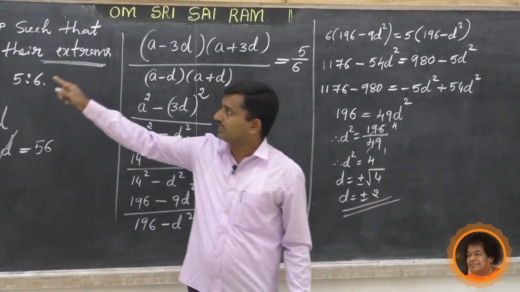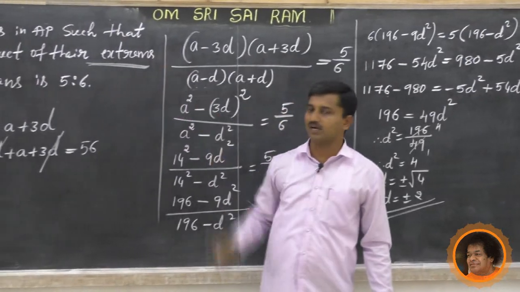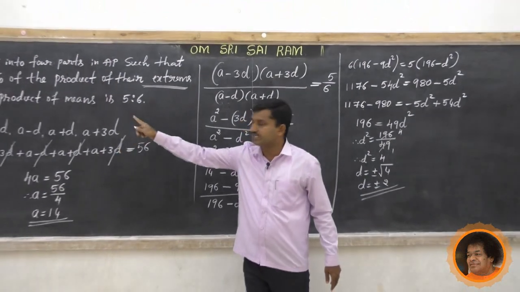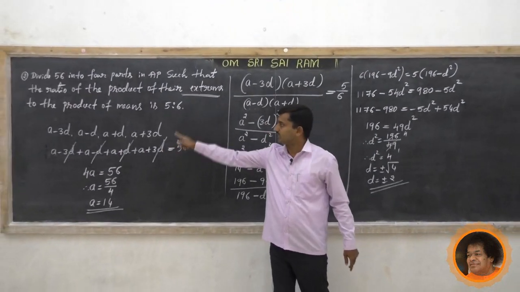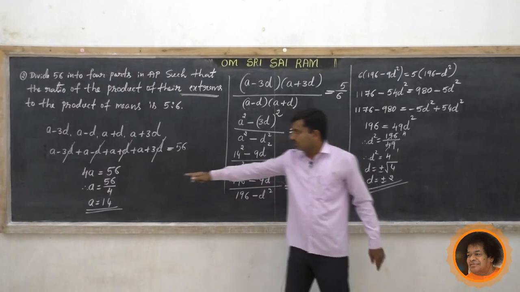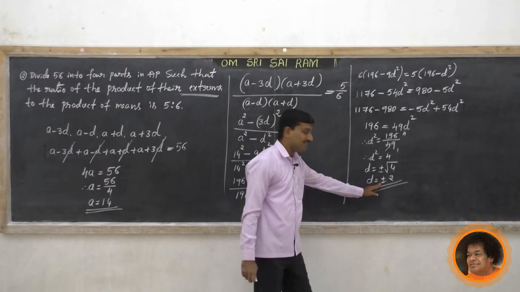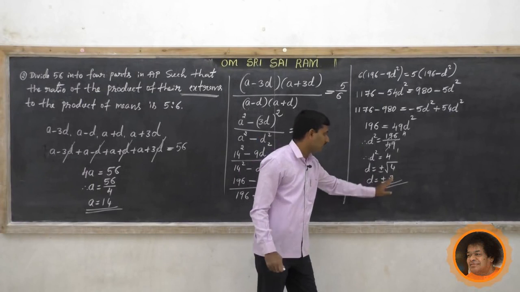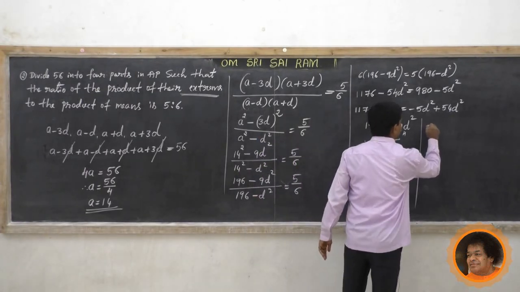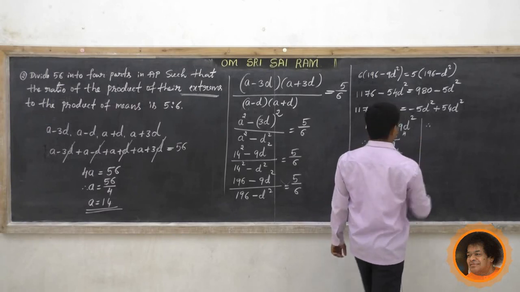So what is the question? Divide 56 into 4 parts. Which are the 4 parts? The 4 parts are a minus 3d, a minus d, a plus d, a plus 3d. You know the value of a is 14 and d has two possibilities, plus 2 or minus 2. So therefore, divide 56 into 4 parts.